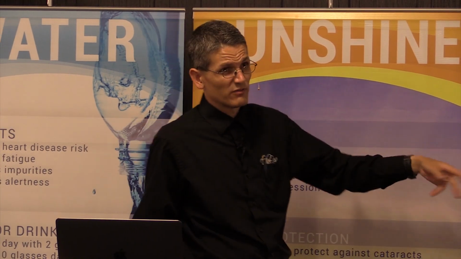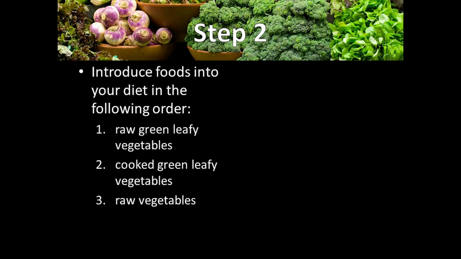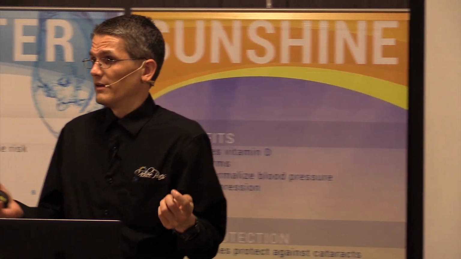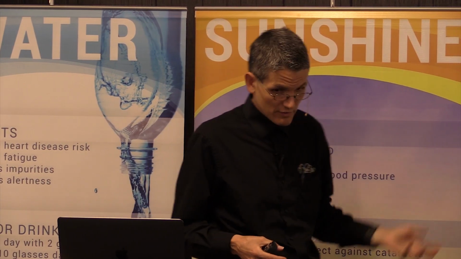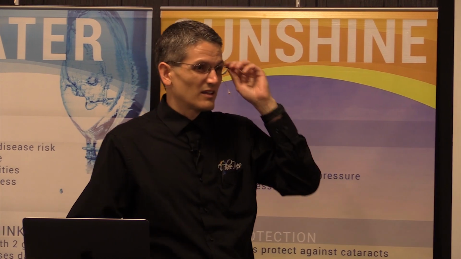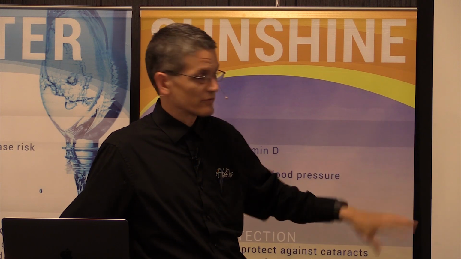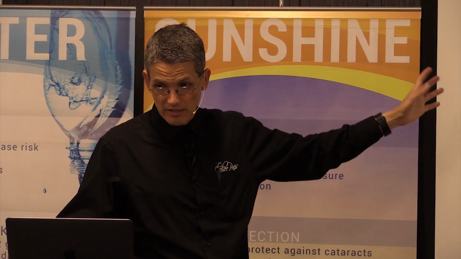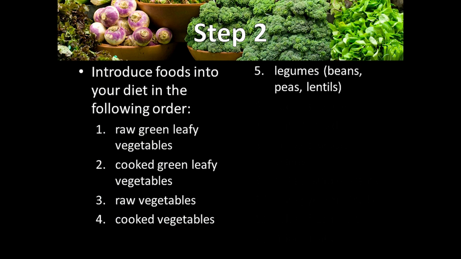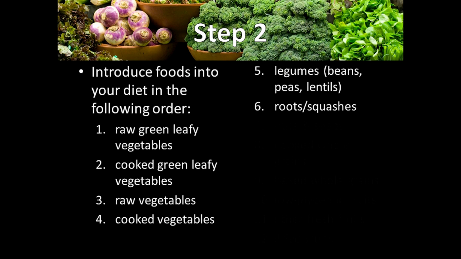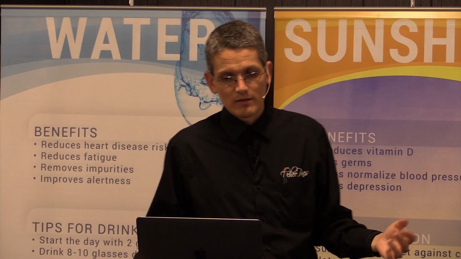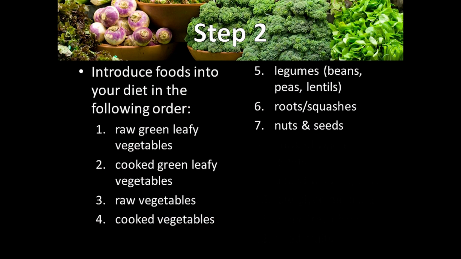Well, add in some raw vegetables. You can add in some tomato, and add in some cucumber, and add in some broccoli and cauliflower and other things like that, your raw vegetables. Right? And then the next day, fasting blood sugar levels are still below 90. Well, you can add in cooked vegetables and everything else as well. And the following day, you can add in legumes, beans, peas, or lentils. And then you can add in roots and squashes. And then you can add in nuts and seeds.